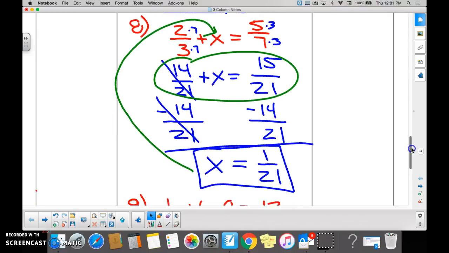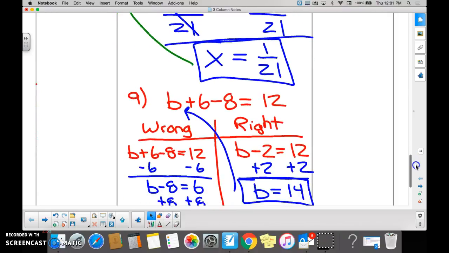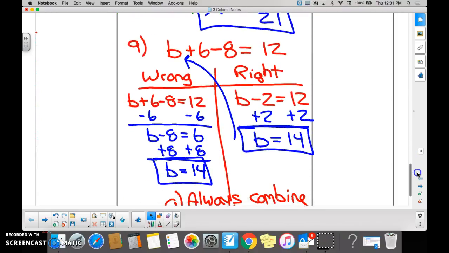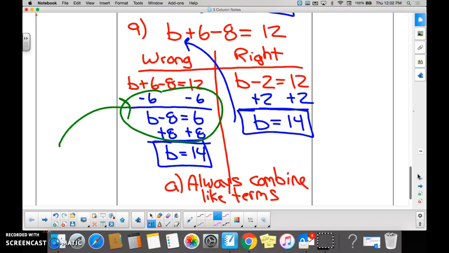And number 9. Number 9 is interesting. We gave you a b plus 6 minus 8 equals 12 problem, and we showed you 2 ways to solve it. We showed you a wrong way and a right way. If you'll notice, both ways actually get the right answer, yes or no? Yes. Why is this way wrong? Tell me why that way is wrong, Triana. She said that there's more steps, and the more steps that you do in a math problem, the better chance you have of getting something wrong, right? Yeah. So how do we eliminate all of these steps right here, Triana?